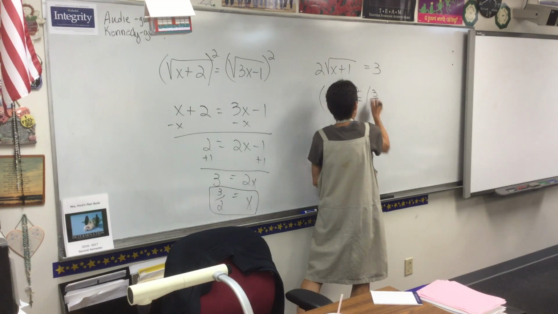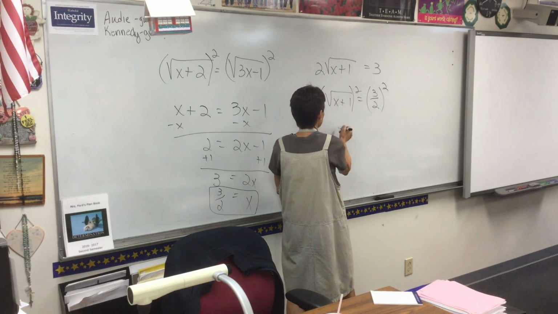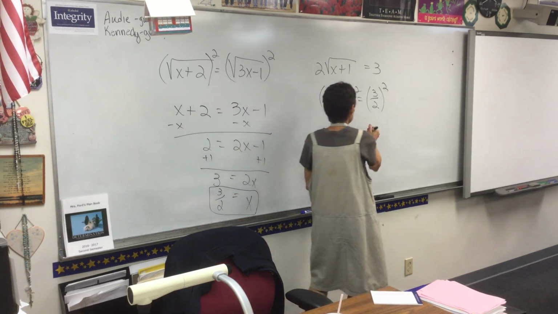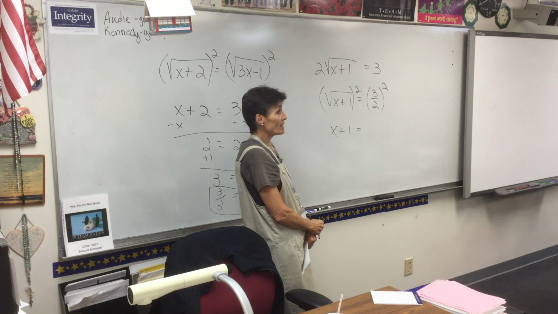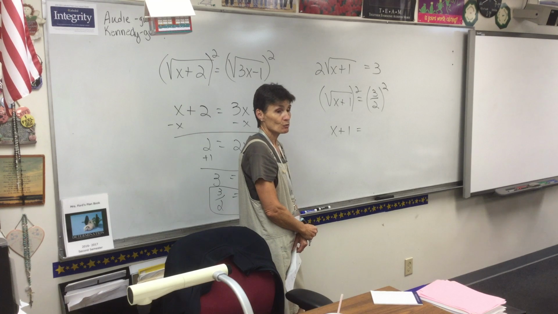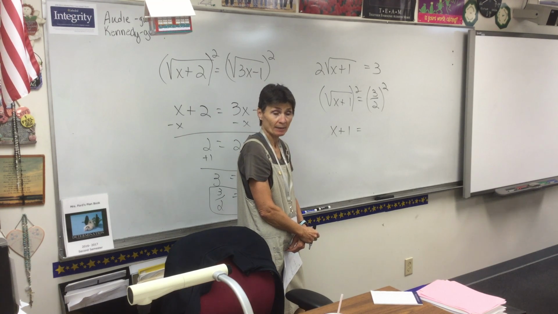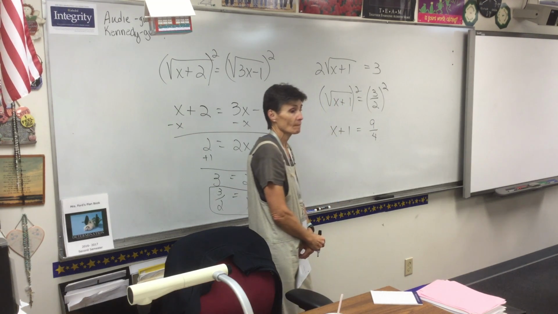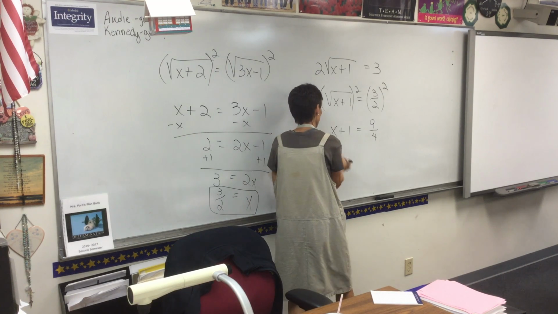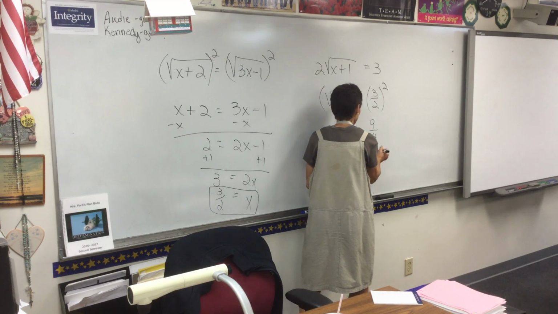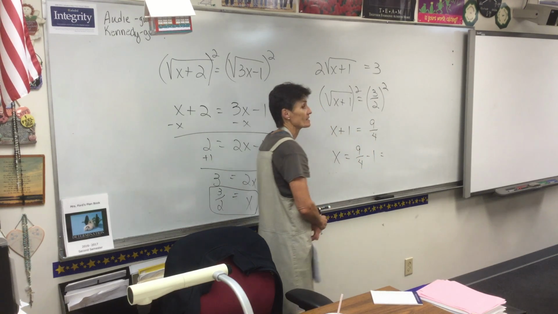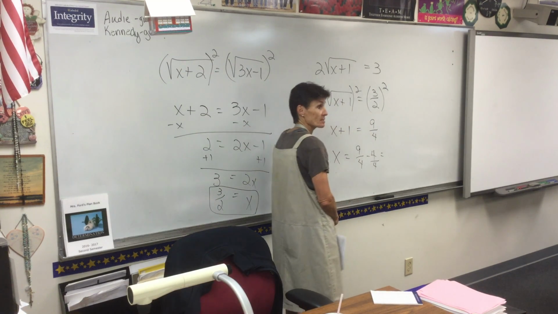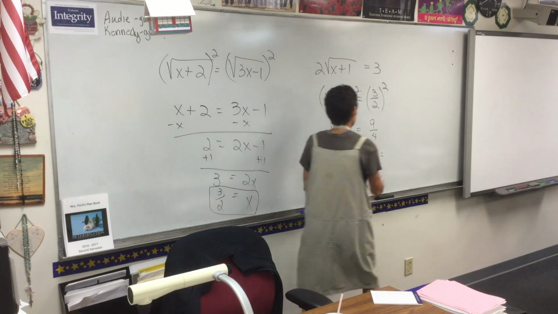Now I'm going to square both sides. Now this side just becomes x plus 1, right? Because we're squaring the radical. But this side you have to square. When you square a fraction, you square the top and you square the bottom. So that's going to be 9/4. And then we'll subtract 1. And this is another place where you're big kids, we just have to deal with this. 9/4 minus 4/4 would be 5/4.